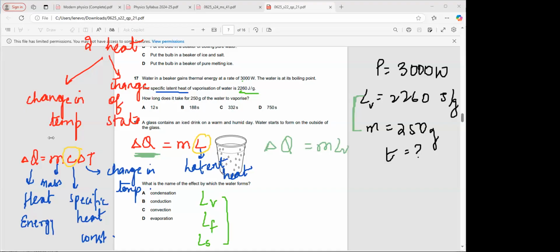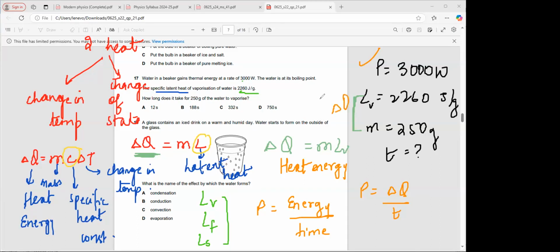Now, what is this delta Q? As I have told you, this delta Q is the heat energy. What are we going to do with this heat energy now? We can use these two and get heat energy. But power is basically energy by time. Whatever value of delta Q you get, you put it here, divided by time it will give you power. Now you have power and delta Q, so you will easily get the time. That is the question. Clear? Write down all these things first.